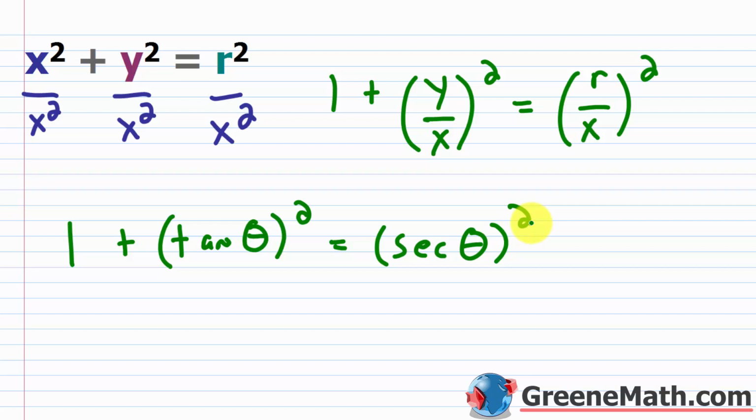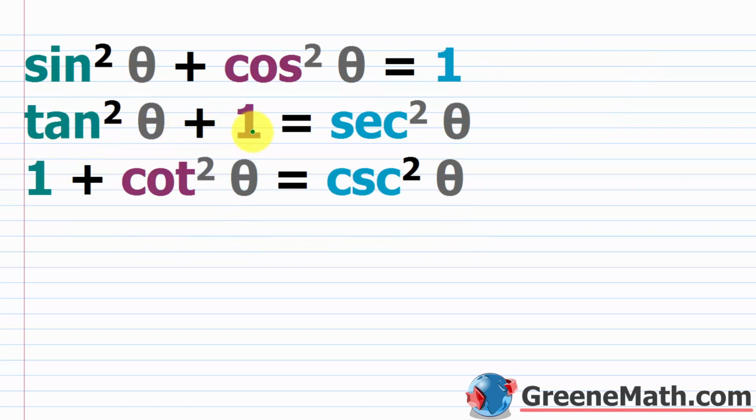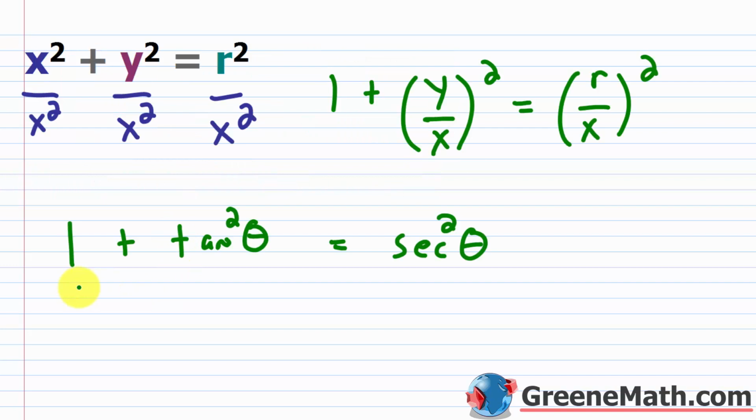And again, you can apply your exponents and just say this is the tangent squared theta, okay? And this is the secant squared theta, okay? And then the way we had it was tangent squared theta plus 1 is equal to secant squared theta. So all we'd have to do is just rearrange this and say, okay, I have the tangent squared theta plus 1 equals secant squared theta.